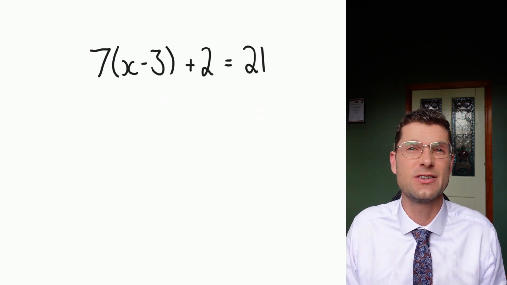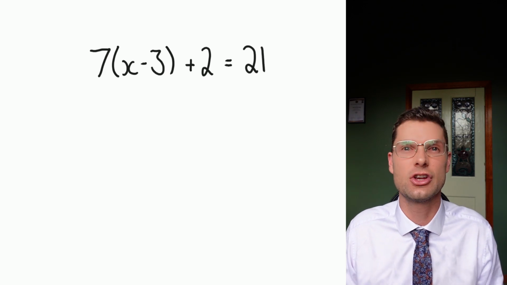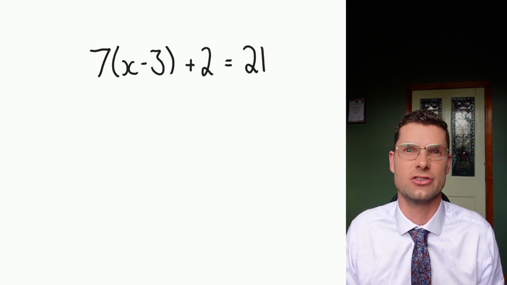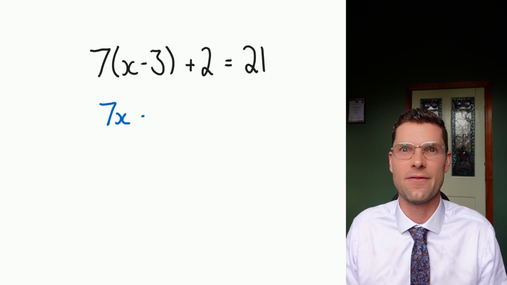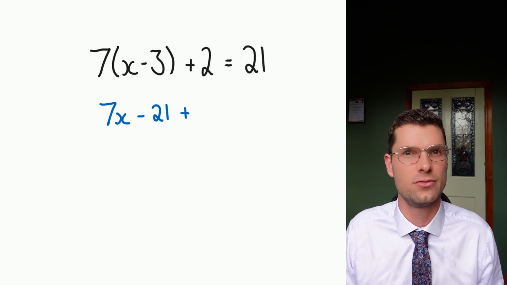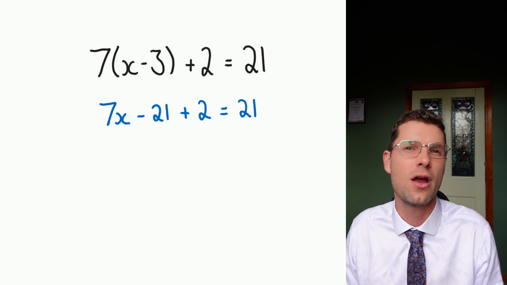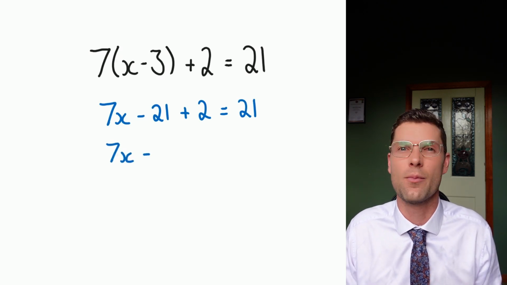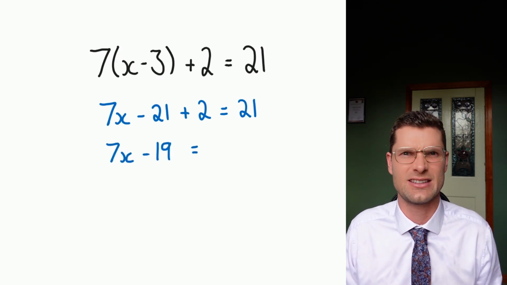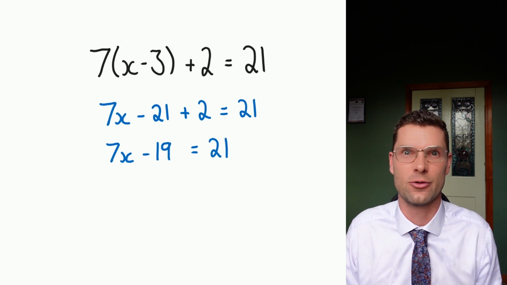So your options for this one is to expand first, collect your like terms, and then solve the equation as normal. So this would just be 7x minus 21 plus 2 is equal to 21. Because I've got minus 21 and plus 2, my next step of working is just to combine those like terms. Now I've got 7x minus 19, and that's equal to 21.